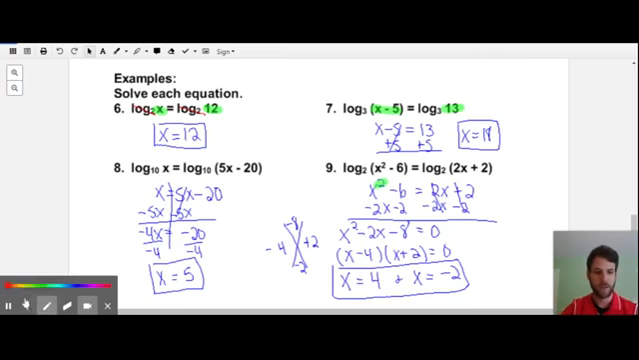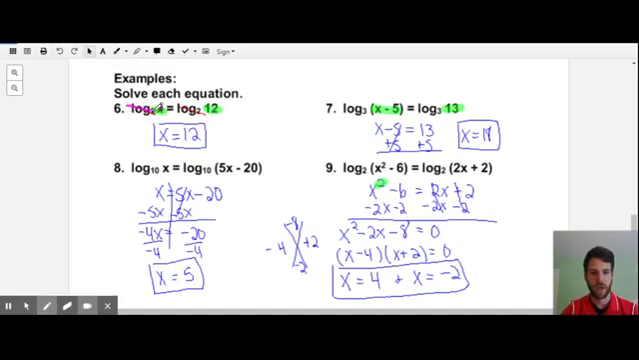So in these, we see in this first example, log base 2 of x is equal to log base 2 of 12. And you can see that they both have 2's on them as bases. So if we remember that they have those 2's in the bottom, we can just get rid of those logarithms.